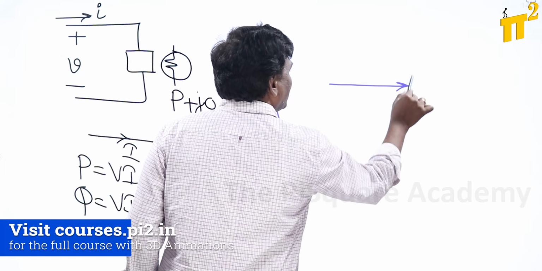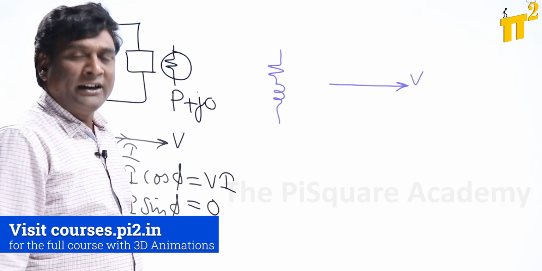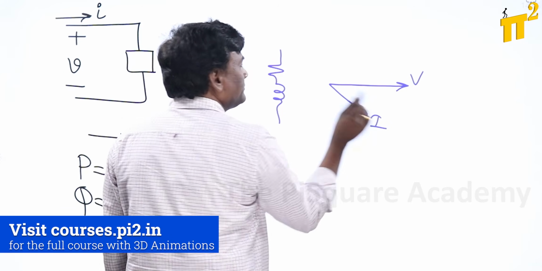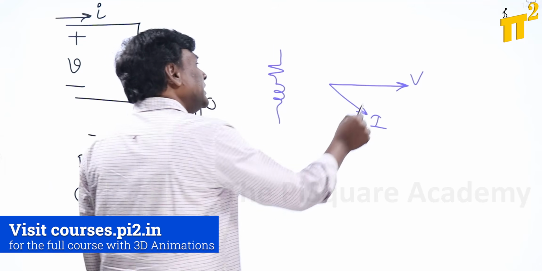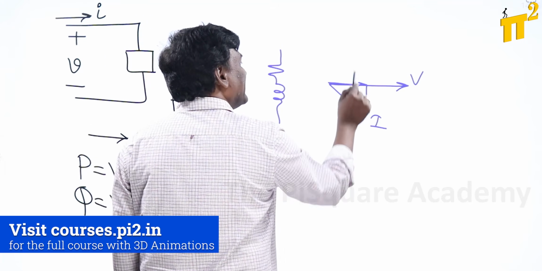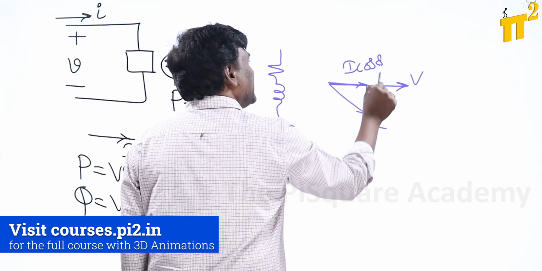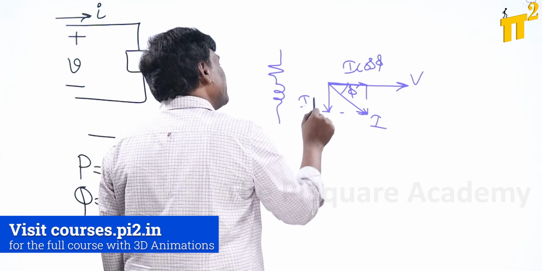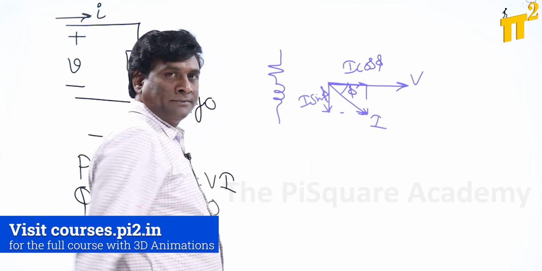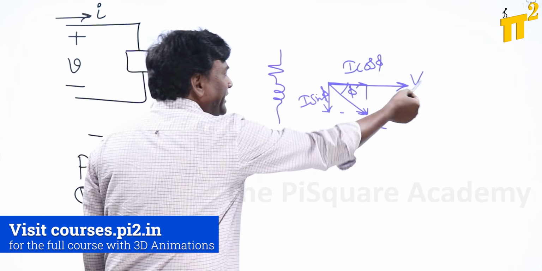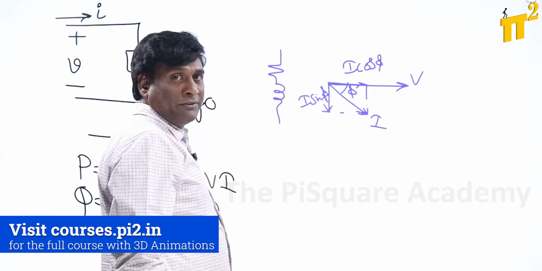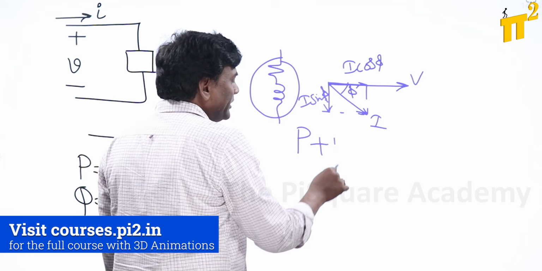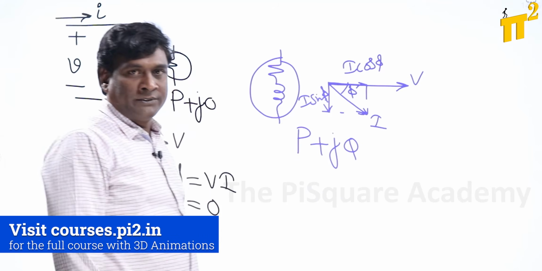If I think of voltage like this, current should lag behind voltage by less than 90 degrees. For example, current is like this. Then what's going to happen? VI cos phi has some value, because this is the I cos phi component, since the voltage and current angle is phi. And this component is I sin phi. So V I sin phi value is there and V I cos phi value is there, so it is going to absorb P, active power, and it is going to absorb Q, reactive power.